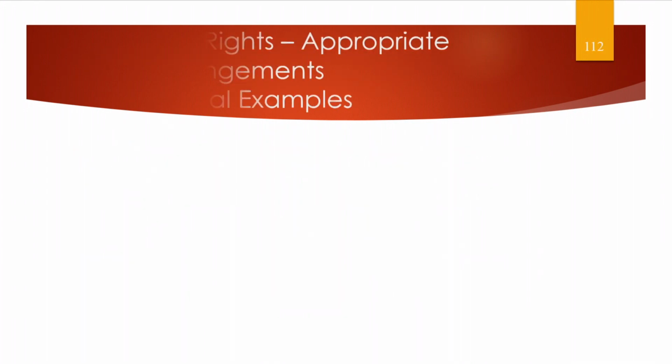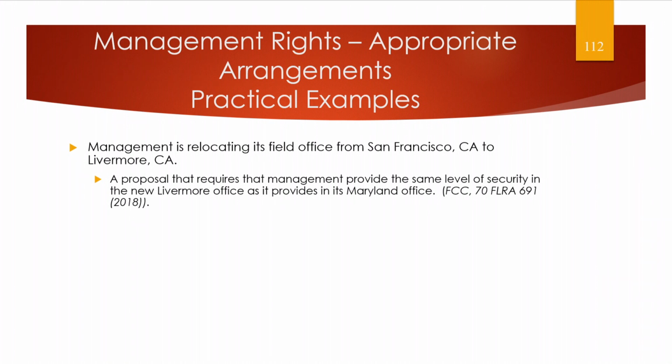And that's a matter of going through these tests. Okay, so we'll go through these. Management is relocating its field office from San Francisco to Livermore, California. This is very close to where I live. So that's kind of background information for you to know, and the union's presenting this proposal. It's a proposal that requires that management provide the same level of security in the new Livermore office as it provides in its Maryland office. Is this an appropriate arrangement?